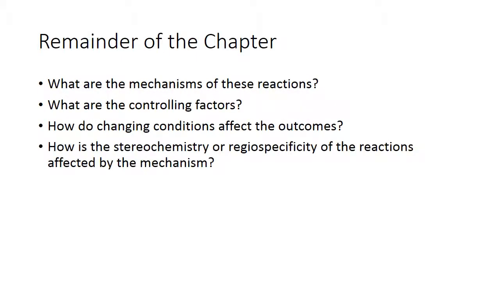The remainder of this chapter is going to be what are the mechanisms of these reactions and what factors control each mechanism, and then how does changing the conditions affect the outcome of the reaction, because sometimes we can change conditions and make a reaction go one way or the other. And then how is stereochemistry or regiospecificity affected by the mechanism?